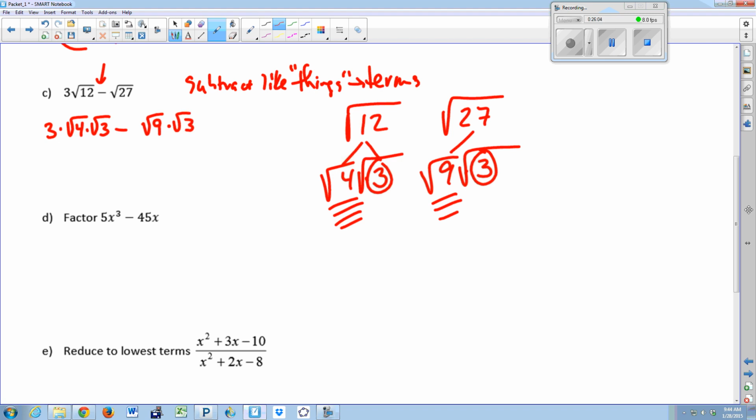And now you take each one of these perfect squares and you simplify them. The square root of 4 is 2. So you have 3 times 2 times the square root of 3. And the square root of 9 is 3. Square roots of 3. Now you have like terms because each of your radicals are the same, the square root of 3. And now you just say, how many of each of these do I have? I have 6 in the first term, 6 square roots of 3. Take away 3 square roots of 3. Give me 3 square roots of 3.